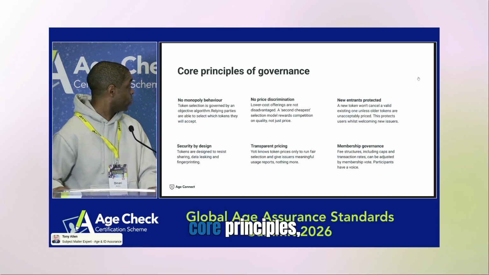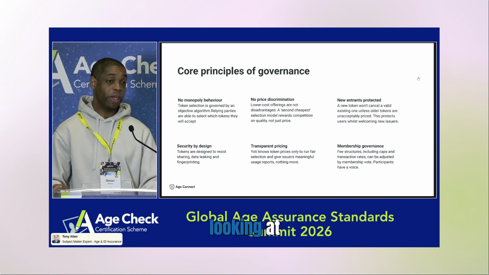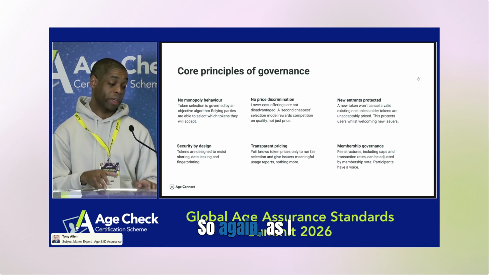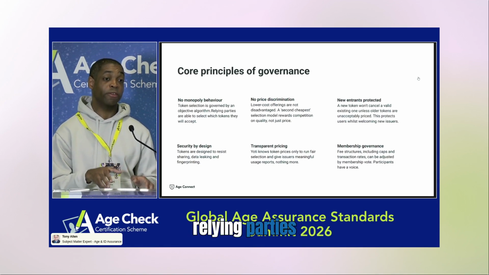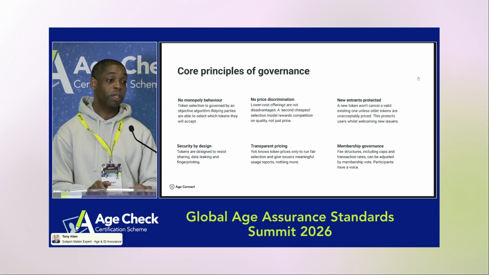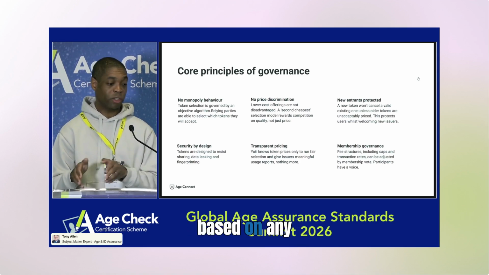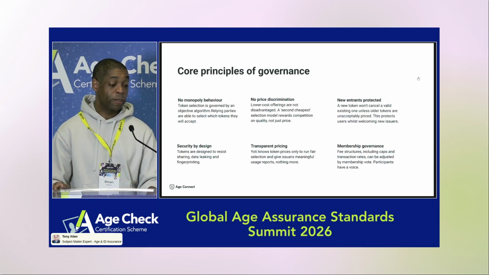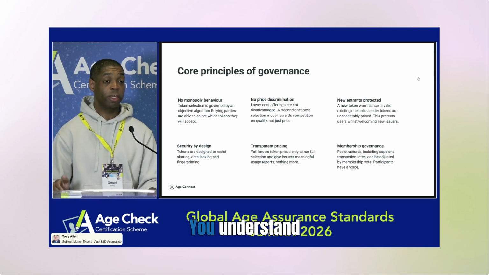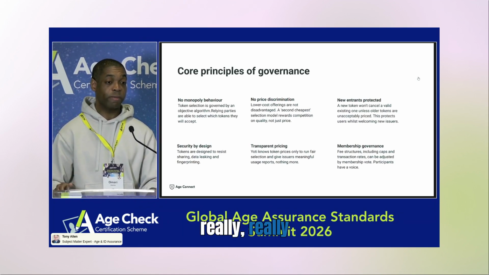Now, as I said, the core principles, we're really looking at making sure that there's no monopoly behavior. So the token selection is really based around an algorithm. Again, we're looking to make sure that relying parties are given a token that is best fit for their current purpose. And it's not selected based on any other kind of preference. There's no price discrimination. So as an issuer, you're not penalized for putting a token in at a very low price. You're not penalized for putting in a token at a very high price. You understand your own market dynamics. You understand your own commercialization. So that is really down to you.